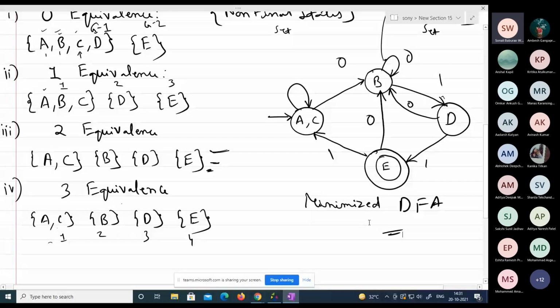Okay, so this is your final minimized DFA. Draw this DFA and we will continue with two more examples in the coming lecture. This is your minimized DFA. Okay, done everyone.